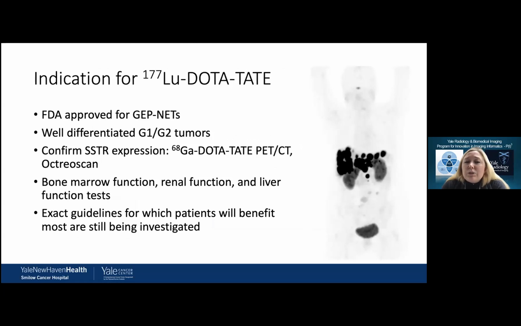We're still allowed to use Octreoscan, and sometimes we will use it if insurance will deny the PET-CT, but you really want to be doing this with the PET-CT. We also evaluate bone marrow function, renal function, and liver function tests.